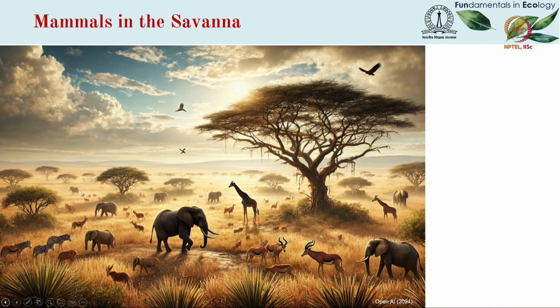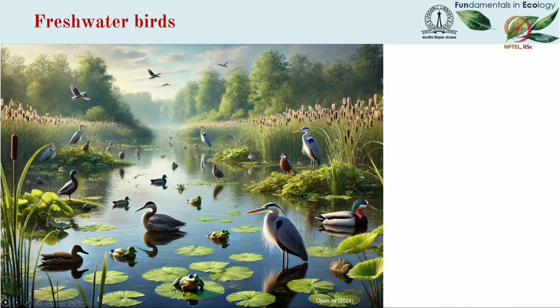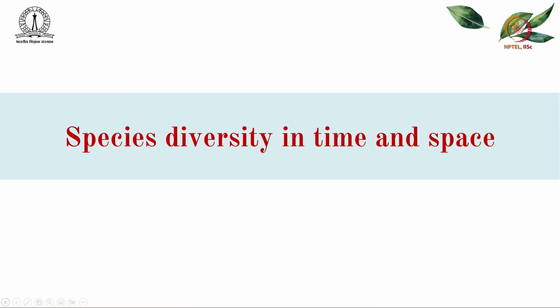This would be true of mammals in the savanna, freshwater birds, any example. You don't need to go to some remote area to experience this. In a garden or in a park or anywhere in a city, you will find that some species are extremely common and many others are quite rare. So today we're going to be talking about species diversity in time and space.